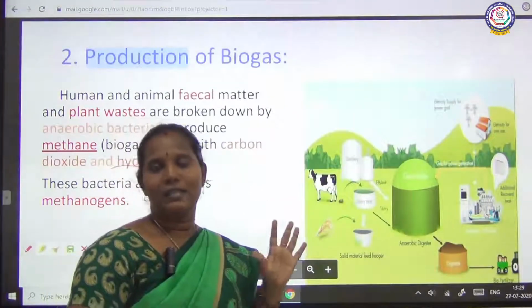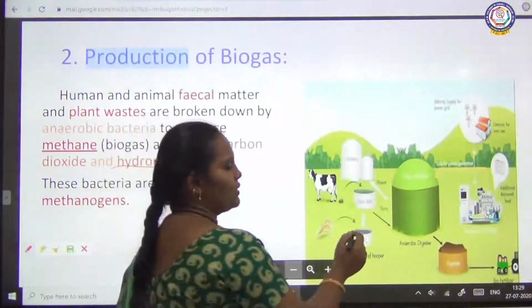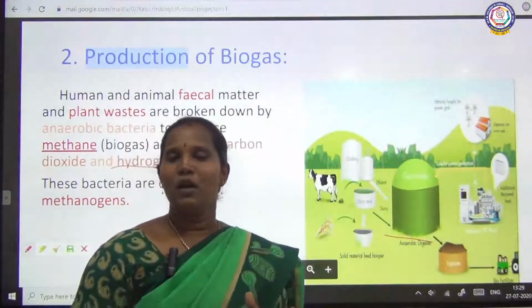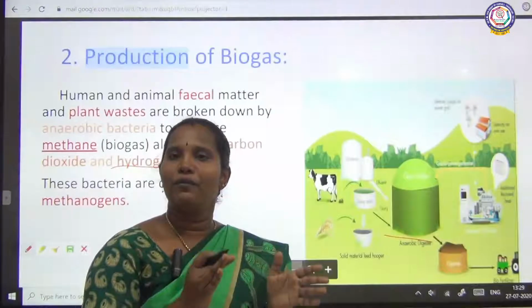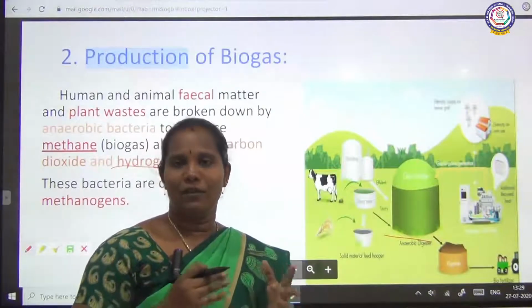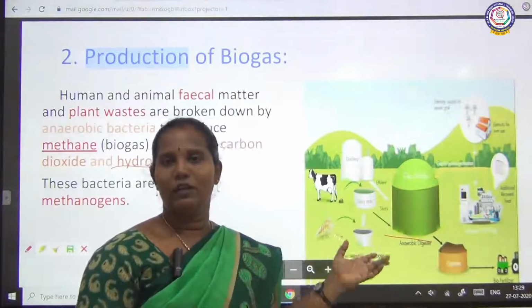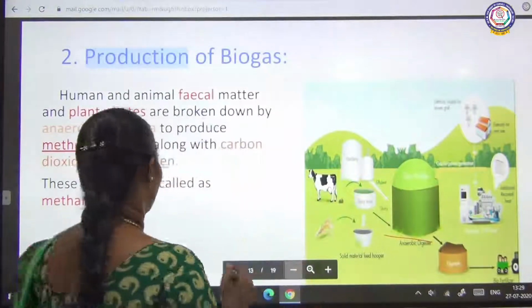This methane gas is called biogas. This is also called gobar gas. How does biogas help? It helps like a fuel. We can use this biogas as a fuel. Just as we use a cylinder at home, this can also be used as a fuel. This is the help of the biogas.